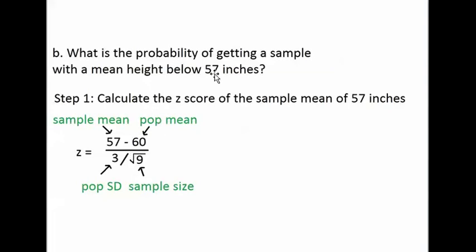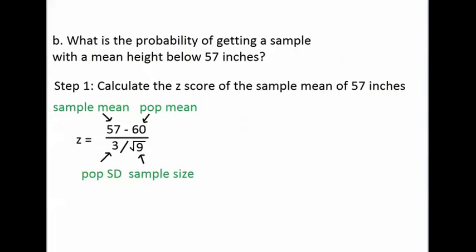We subtract the sample mean, which is 57 in this case, by the population mean of 60. In the question, I told you that the mean of the population is 60 inches. And we divide by the population standard deviation over the square root of the sample size. In the question, I told you that the population standard deviation is 3. So the population mean and the population standard deviation both came from the question. And I also told you that we were taking a sample of 9 people. So the sample size also came from the question.